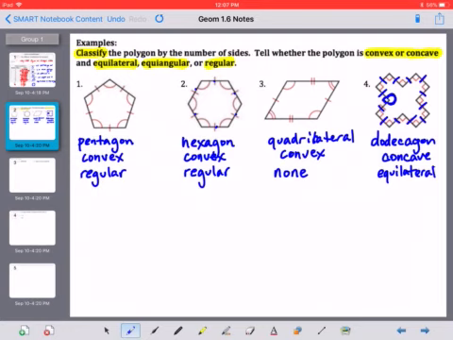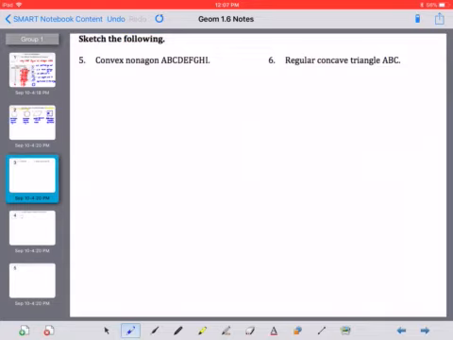All right, so there's a little practice of classifying. Let's move on to some drawing. So we're going to do some sketching here. We're going to, in number 5, sketch a convex nonagon. A, B, C, D, E, F, G, H, I. So we almost got the first third of the alphabet.